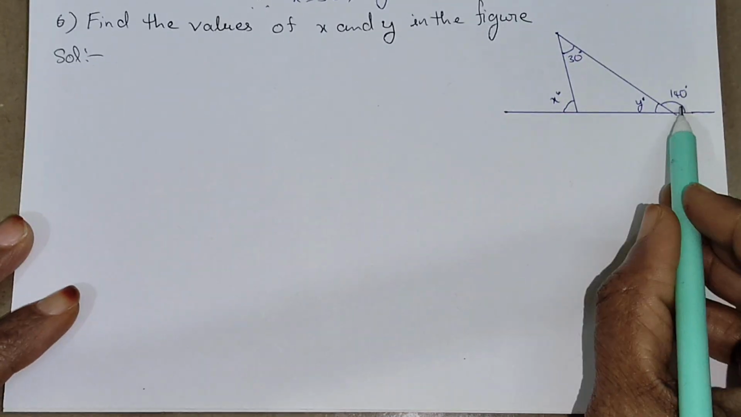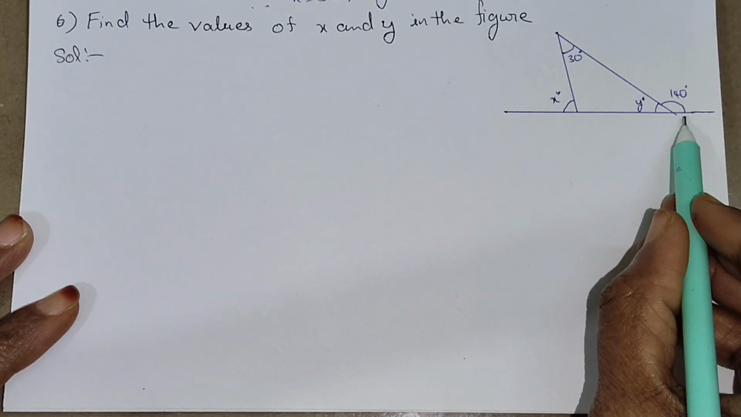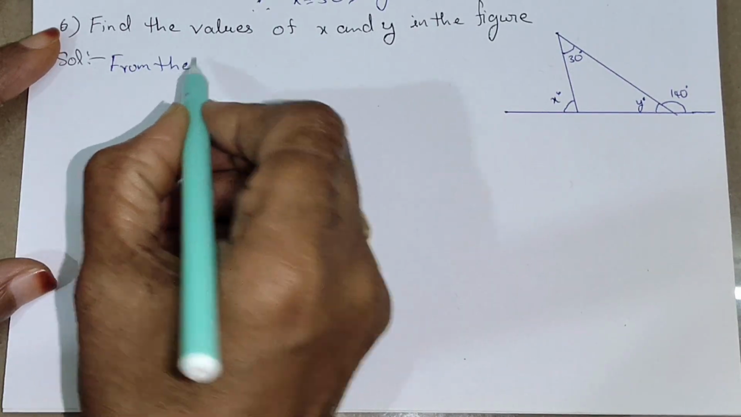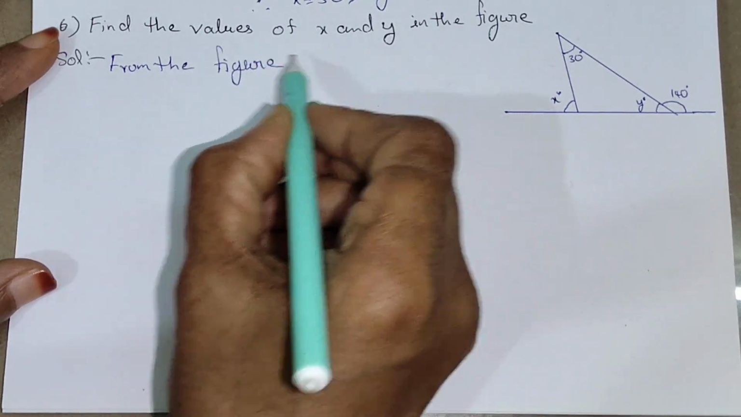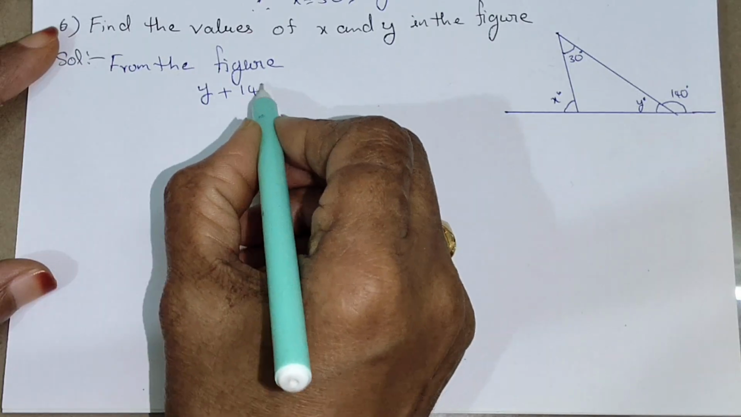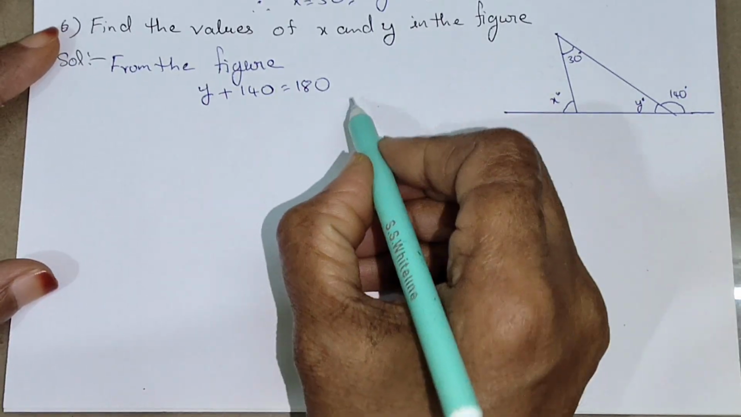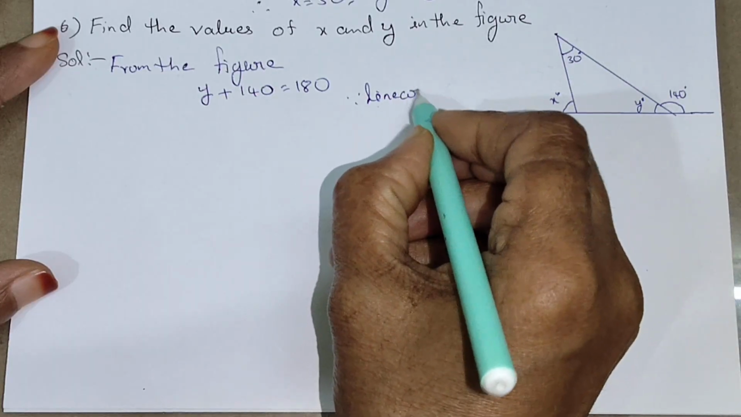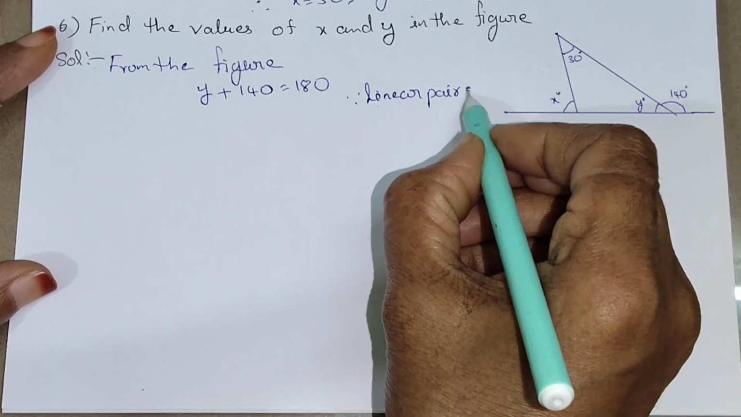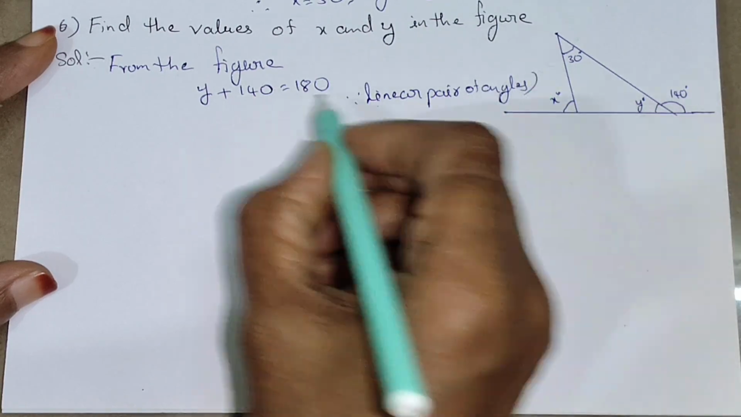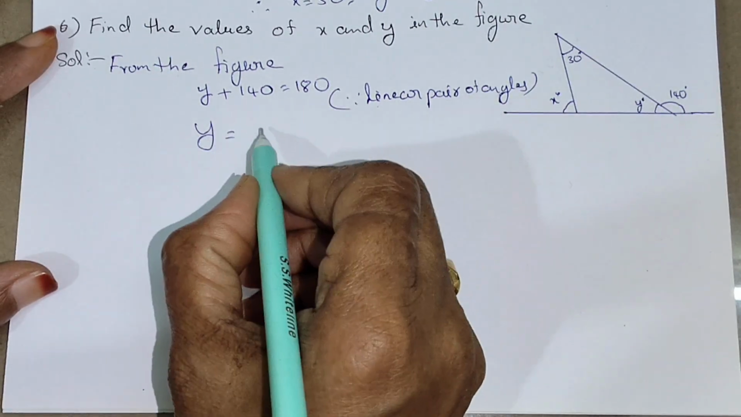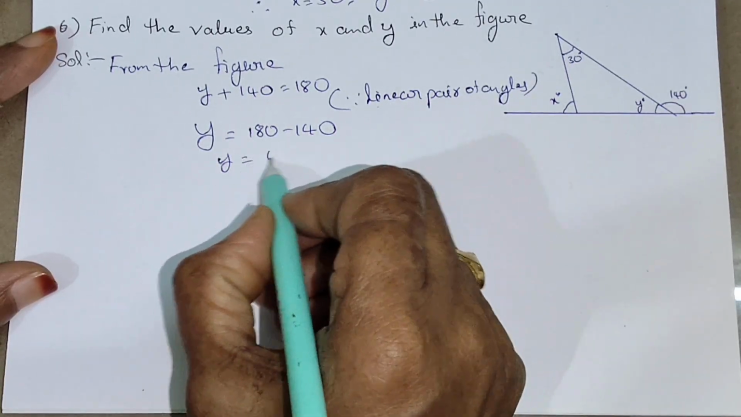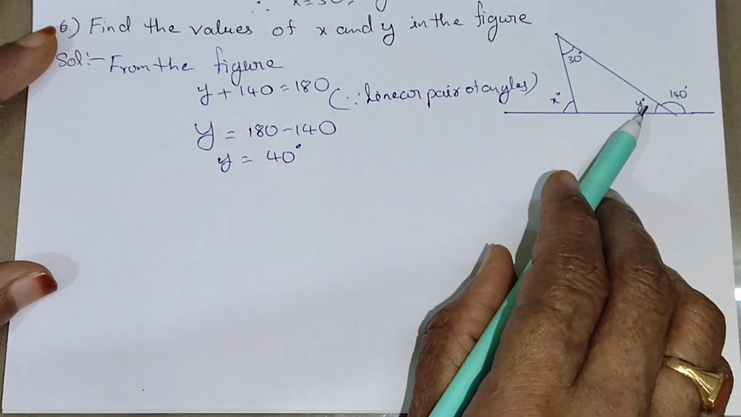So here y plus 140 is a linear pair. Sum is equal to 180 degrees. So from the figure, y plus 140 equal to 180, since it is a linear pair of angles. So here y is equal to 180 minus 140, which is 40 degrees. Now y is equal to 40 degrees.